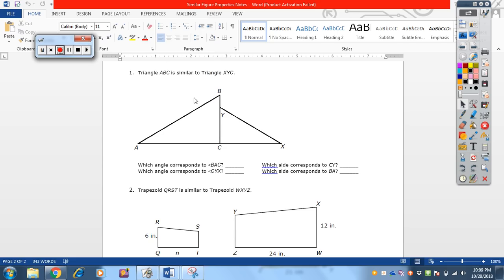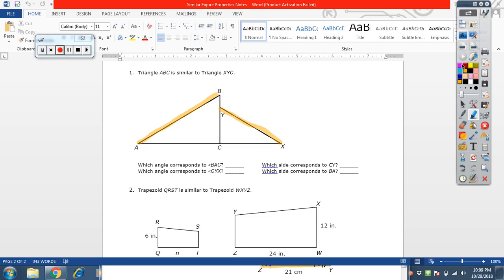All right, number 1 says triangle ABC is similar to triangle XYC. First things first, let's color code. The slanty side, that's the hypotenuse, right? Maybe you know that, maybe you don't. You will next year for sure. It matches the other slanty side.